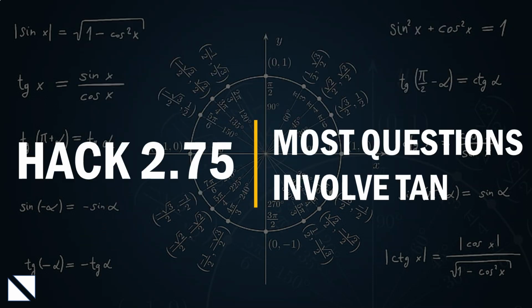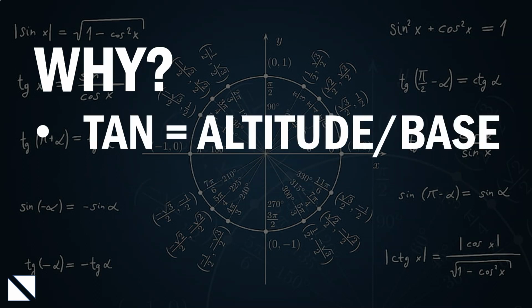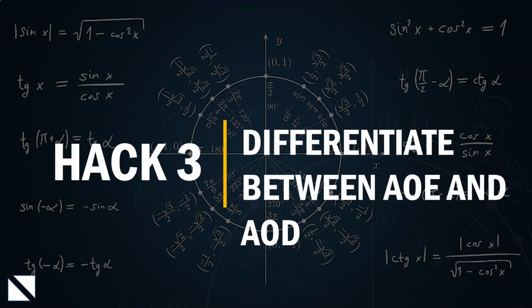And hack 2.75 is that most of the questions you'll get from this chapter involve the tan value. Let me explain why. Because the question usually, 9 times out of 10, demands the altitude or base length. And the one ratio that can find both of these values is tan, which is the altitude value divided by the base value. So most of the questions are tan.